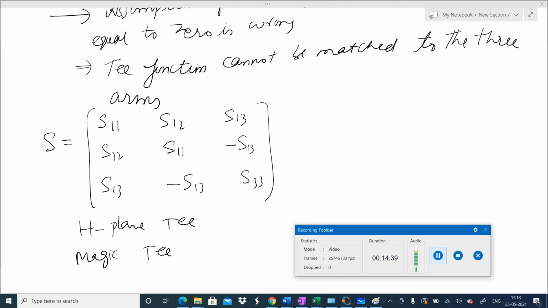So the next lecture will possibly be the last lecture from this part. We will do the directional coupler.